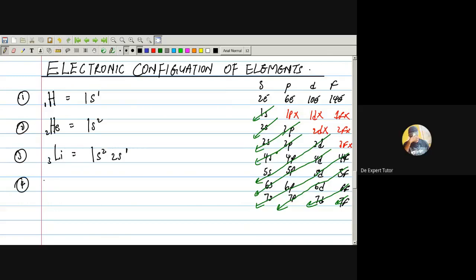Do you understand? Any question? So when do we start using p? It depends on the element. Let us move on.